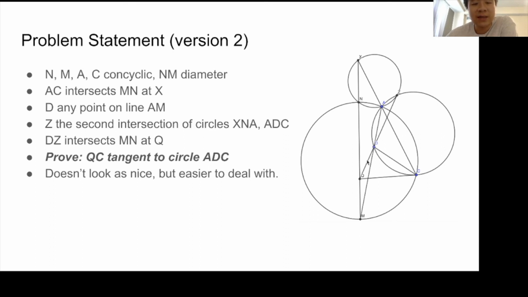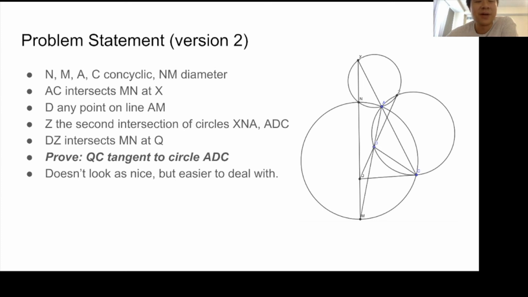And finally, let the line DZ and MN intersect at Q, and we want to prove that QC is tangent to this circle ADC.